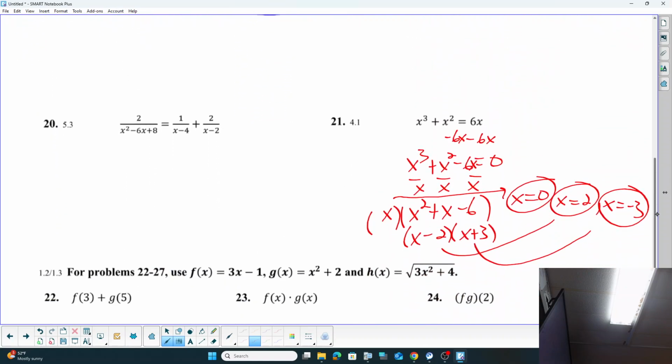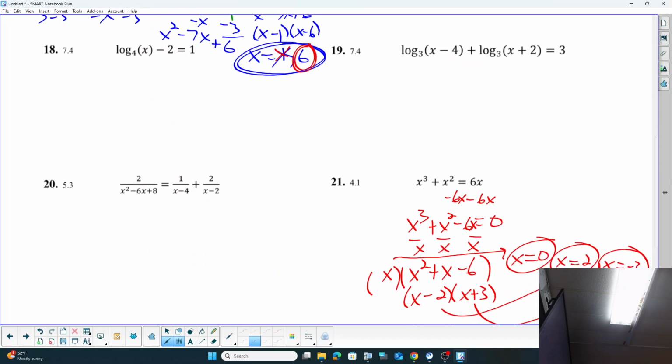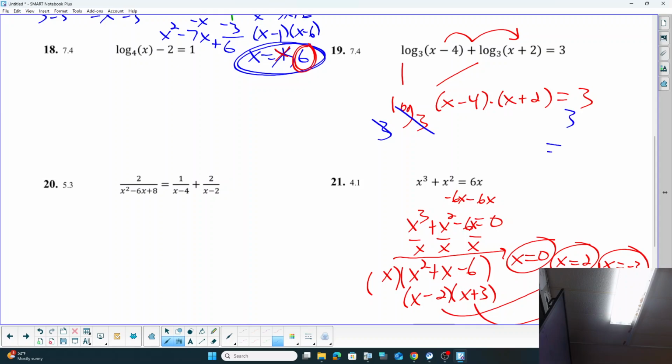So we didn't have time to condense this. It does condense into 1 log, and addition becomes multiplication. So that's x minus 4 times x plus 2. And then you have to base 3 to both sides to get rid of the log base 3. So that becomes 3 to the 3rd power, which is 27. Got to FOIL that out: x squared plus 2x minus 4x minus 8. So that's going to be x squared minus 2x minus 8.